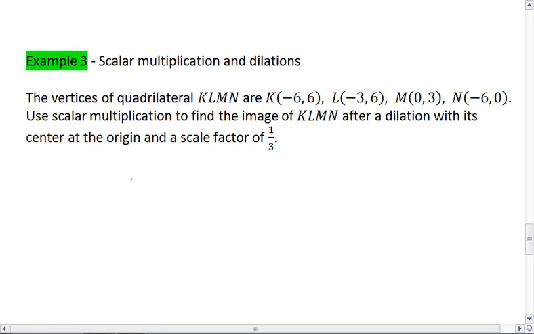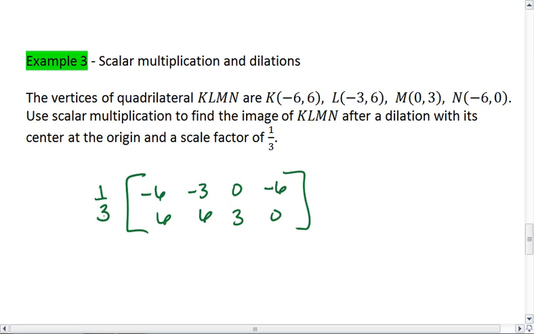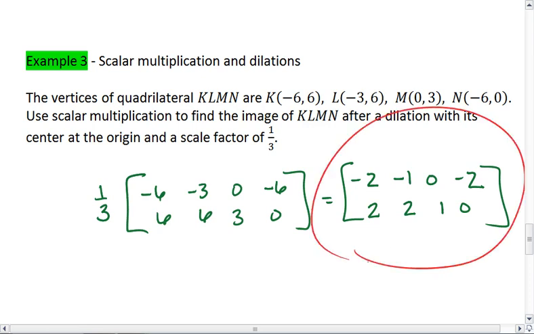So we have vertices of quadrilateral KLMN. Our K is -6, 6. L is -3, 6. M is 0, 3. And N is -6, 0. There's my matrix. We're going to use scalar multiplication to find the image after a dilation with the center of the origin and a scale factor of 1/3. So we go through the multiplication, we get -2, -1, 0, -2, 2, 2, 1, 0. There is my image matrix. K prime, L prime, M prime, N prime.